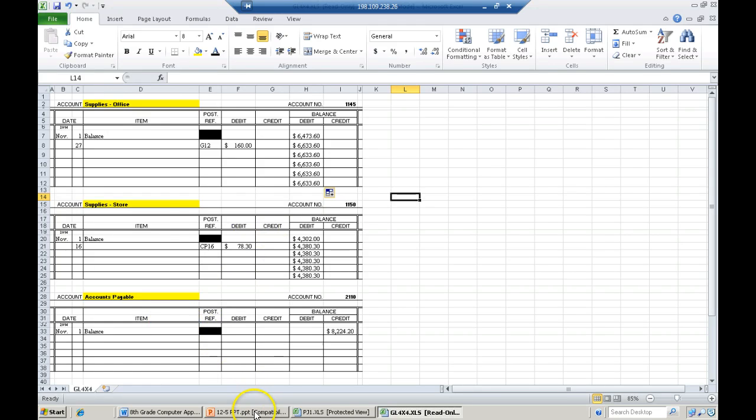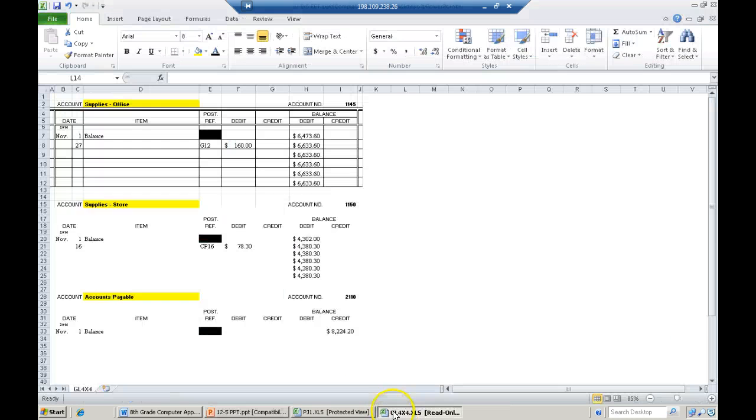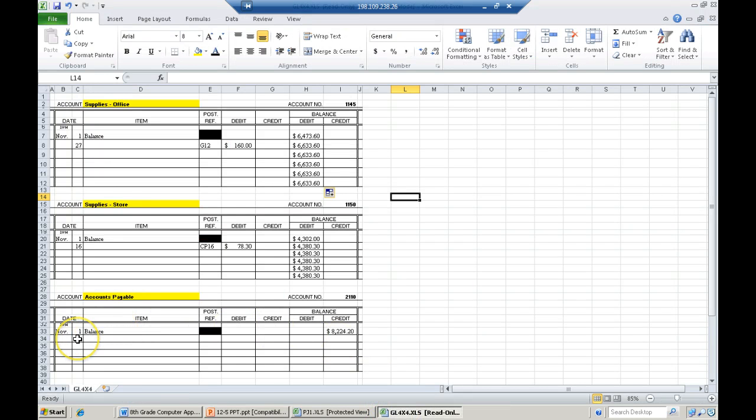The other account affected in this transaction was the accounts payable for Electrographics. Now, since it's in the General Journal and not the Purchases Journal, we need to record this amount in the accounts payable general ledger. So we're going to come down to the ledger account. Again, we're going to put the 27th. Came from General Journal, page 12, just like this transaction. And of course, debits equal credits, so if this is debited in this transaction, we have to have a credit in this transaction, and it's going to be $160.